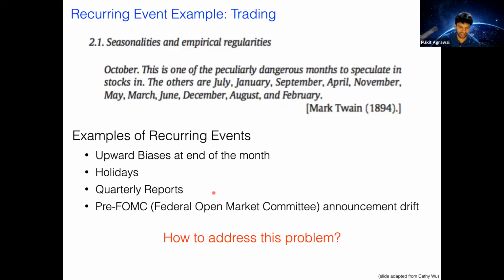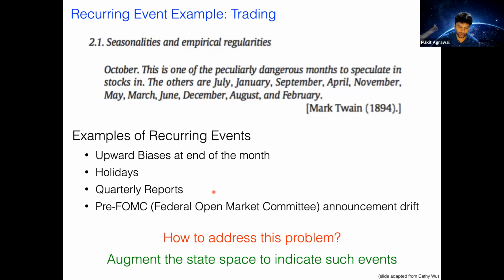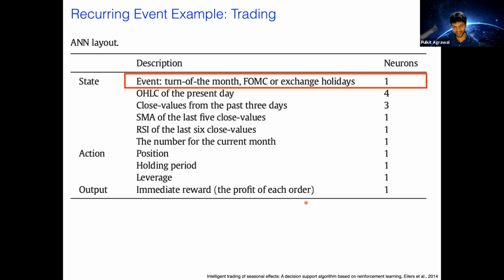So one possibility is to augment the state space to indicate such events. Now, what do I mean? So concretely, taking an example from trading. What I'm describing is the state space based on this article whose link is on the bottom. So, they have some state features which are relevant. For example, the close values from the past 3 days, and some other indicators of the value of that asset.